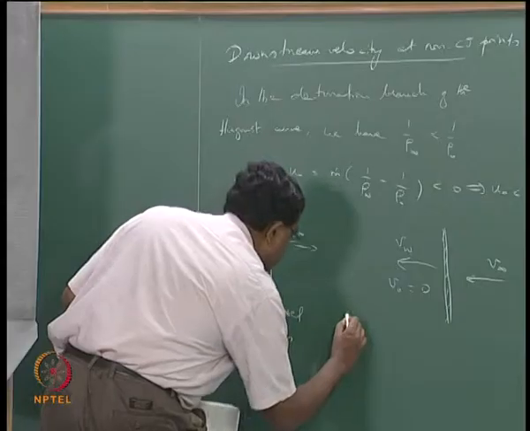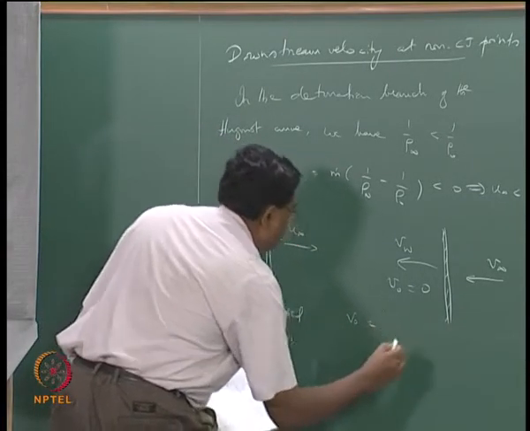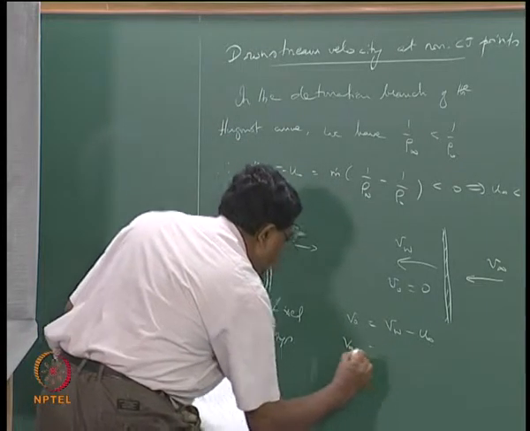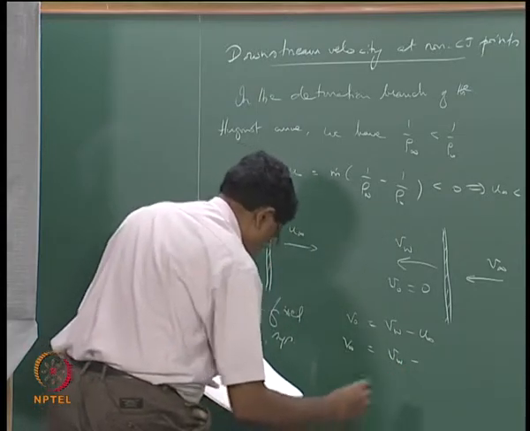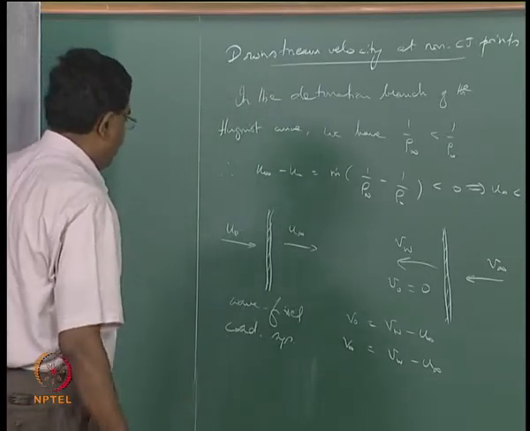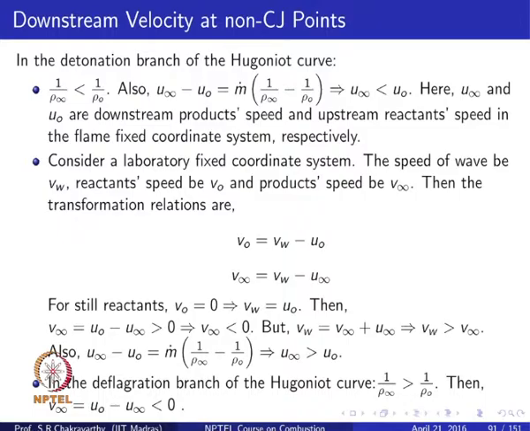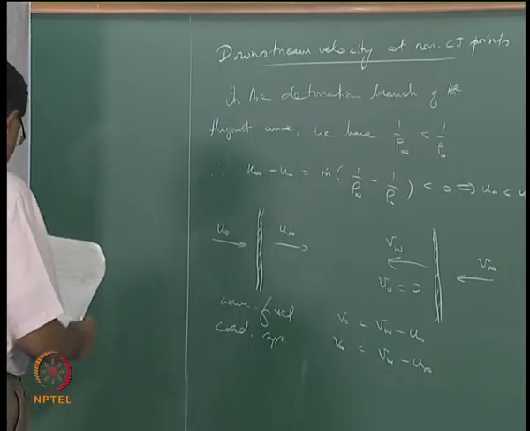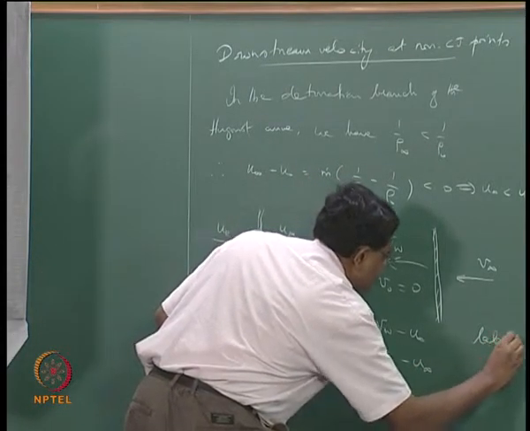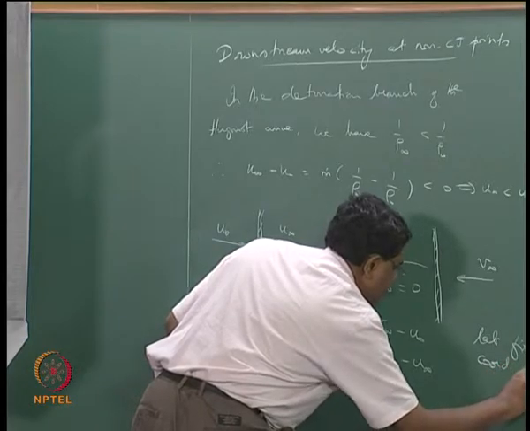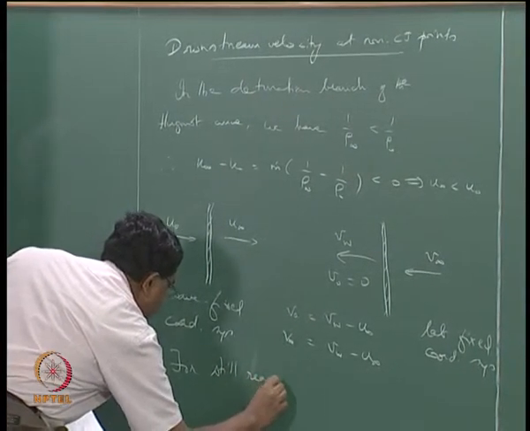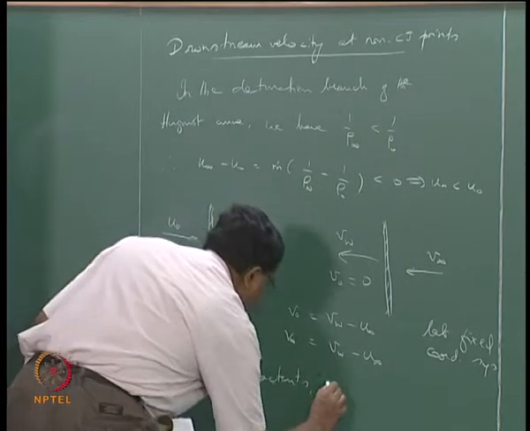So v naught is equal to v wave minus u naught, and v infinity equals v wave minus u infinity. Right, so essentially now the wave is thrown upon this picture. Therefore, whatever we now begin to see here for the velocity is going to be v wave subtracted velocities. Therefore, now if you have still reactants, so this is the lab fixed coordinate system, for still reactants, v naught equal to 0.